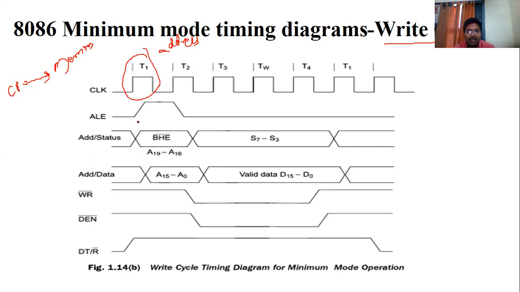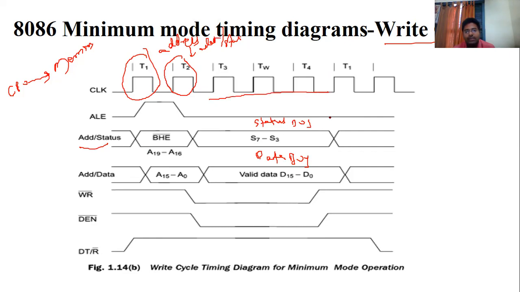So ALE is on again. In this one we have the data and address buses. At the T2 clock period, it is required to convert the address to data as well as status. So this is the data bus, and this is the status bus. These lines, address or data, are converted after this.